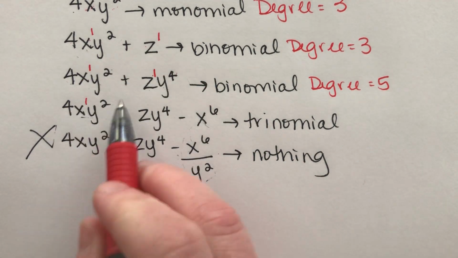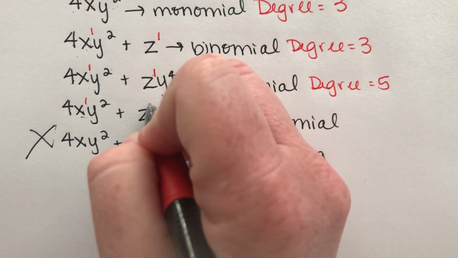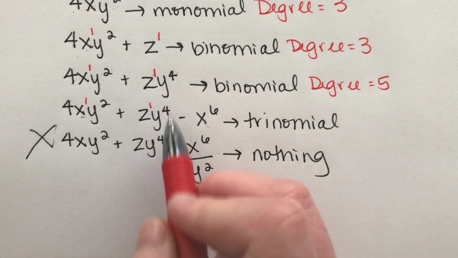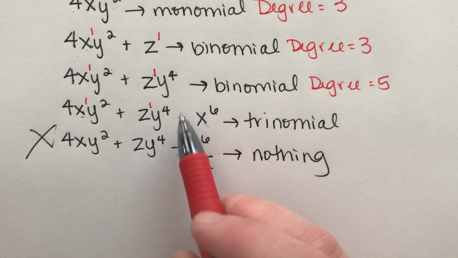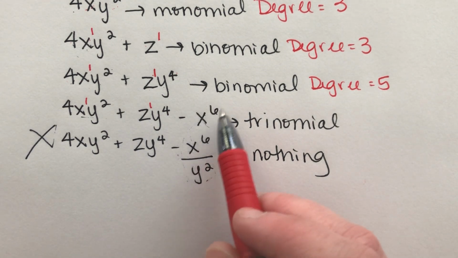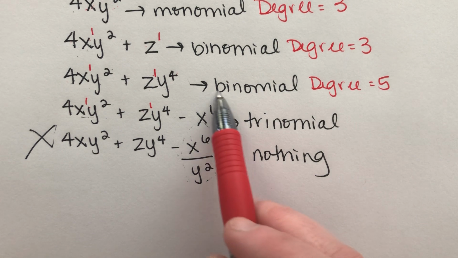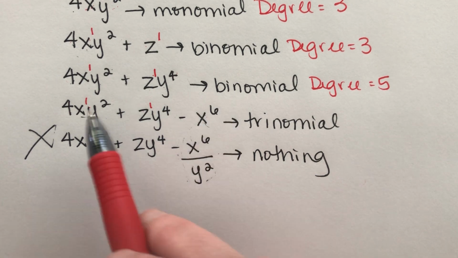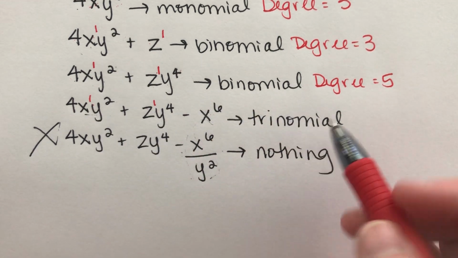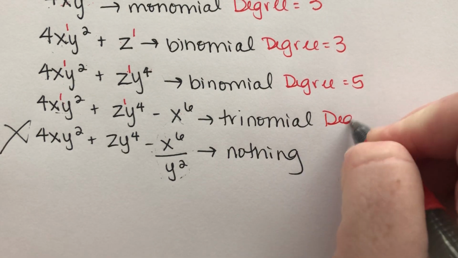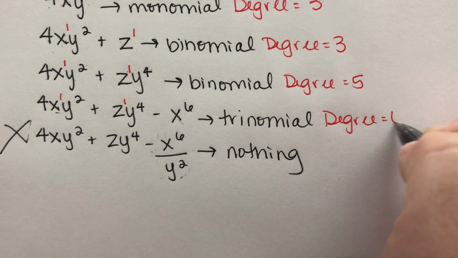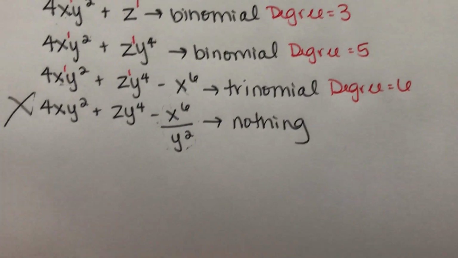Here, 3, zy to the 4th, the degree of this thing is 5. And then we have minus x to the 6th. That has the biggest degree, it's 6. So we have 3, 5, and 6. The biggest degree of any of the 3 terms here is 6, so the degree of the whole thing is 6. I hope that's making sense.